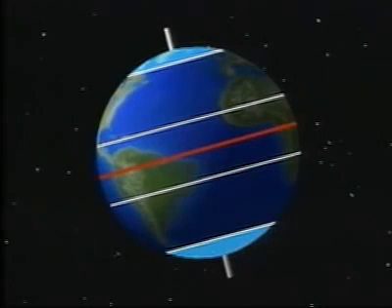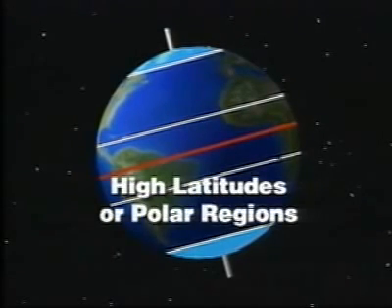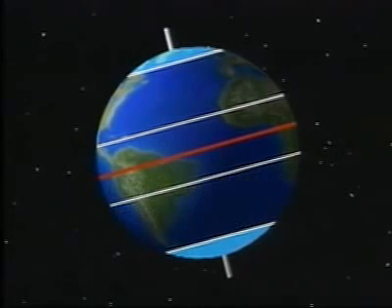North of the Arctic Circle and south of the Antarctic Circle are the high latitudes, or polar regions. These areas receive the least amount of sunlight, so places here are very cold. In fact, for half the year, these areas get no sunlight at all.